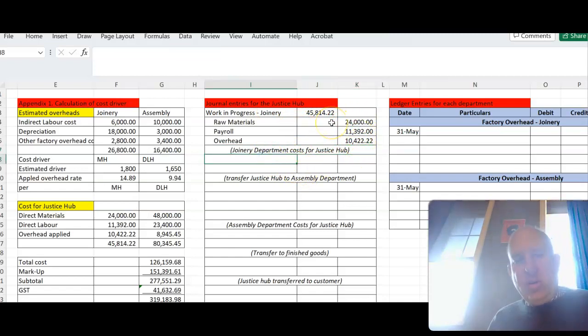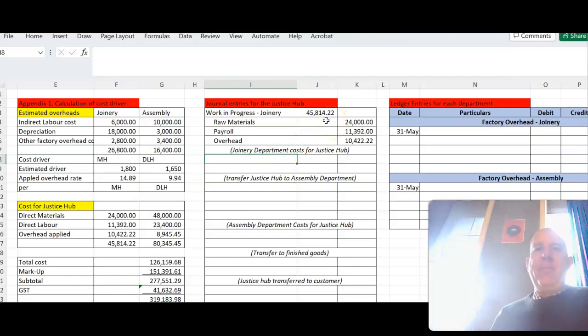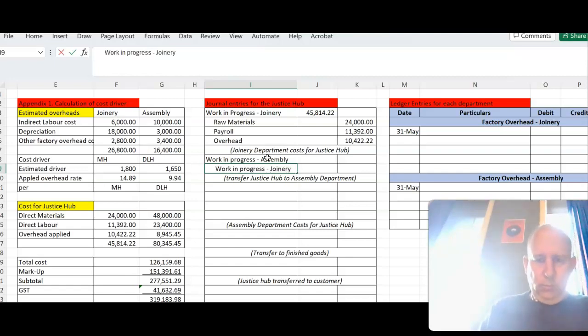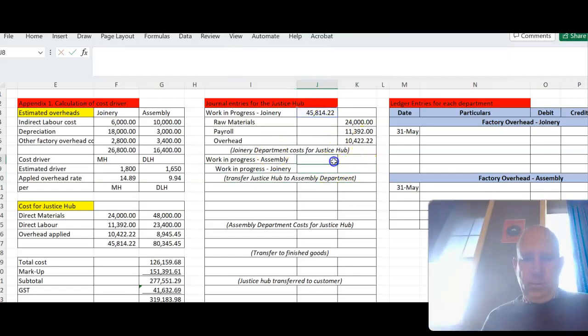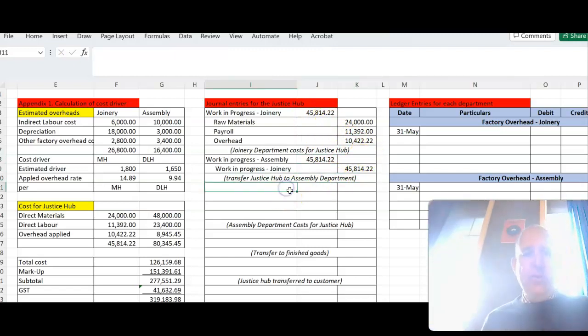Then what happens is that we've got to transfer it out of the joinery department into the assembly department, because the assembly is where they put it together after it's all cut up. So what we're going to do is type in putting it into the assembly department and out of the joinery department. So all that goes out of the joinery into the assembly. And then we've got the cost of the assembly department.